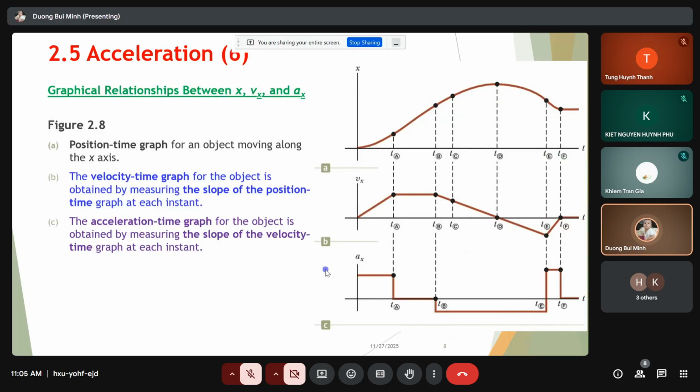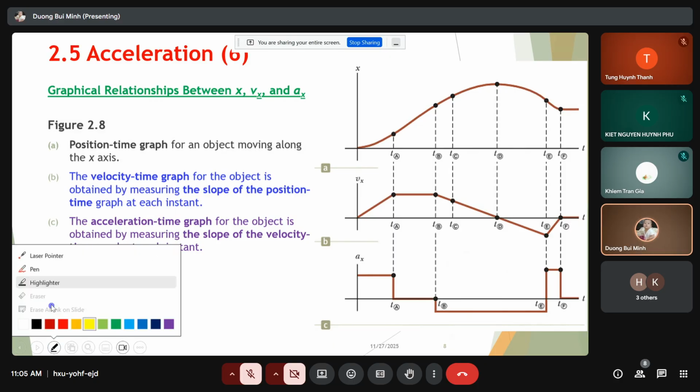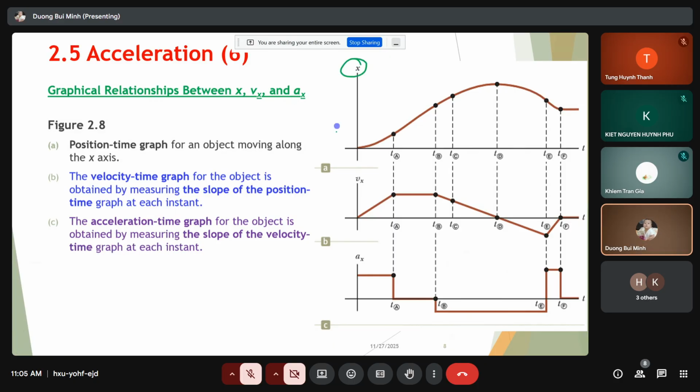You have 3 minutes. Try to understand the relationship between x and Vx, or Vx and Ax. Any observation from you? From this slide, try to think about what you can observe.